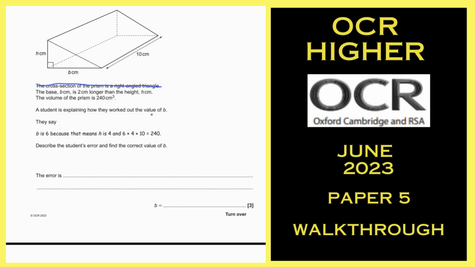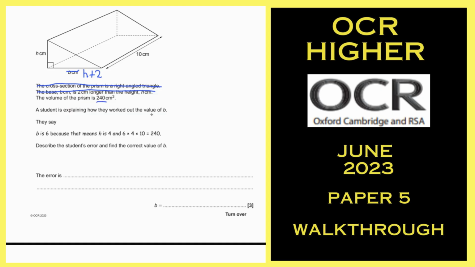The base B is 2 centimeters longer than the height. Stop right there. If the base is 2 centimeters longer than the height, we can straight away replace B with the height with 2 added onto it. Then that's done.